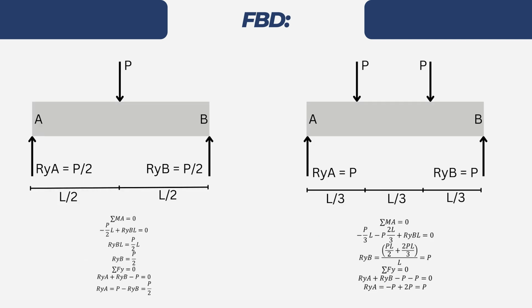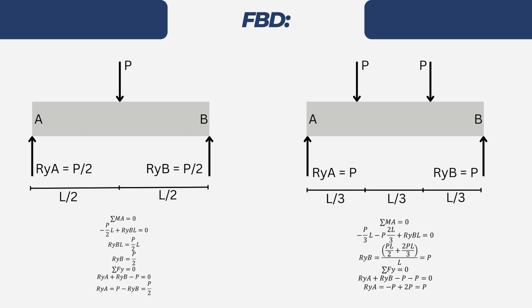So moving on to the FBD part. For the 3-point bending test, as can be seen on the left, if we do the equilibrium analysis, such as sigma M at point A equals 0 and the sigma F vertical force equals 0, we're going to be obtaining the reaction force at A and the reaction force at B. We have the same magnitudes, which is P over 2, which is half of the applied force. And for the 4-point bending test, as can be seen with the naked eye, we can already tell that the reactions at A and B will have the same force as the applied one, which is P.